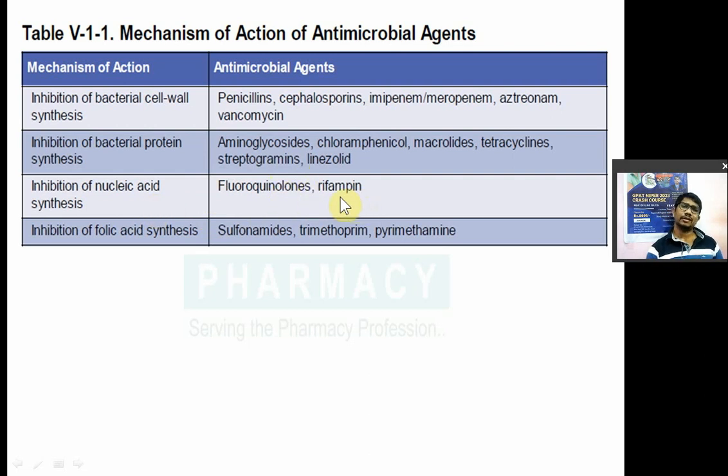Then rifampin is an anti-tubercular drug which inhibits the RNA dependent DNA polymerase enzyme, right? And inhibits the synthesis of nucleic acid. Now antibiotics, or they are known as chemotherapeutic agents: sulfonamides, trimethoprim, pyrimethamine. They are known as chemotherapeutic agents because they inhibit the synthesis of folic acid in the bacteria, right? Now these are the different mechanisms of action of antimicrobial drugs. So you have to remember this.